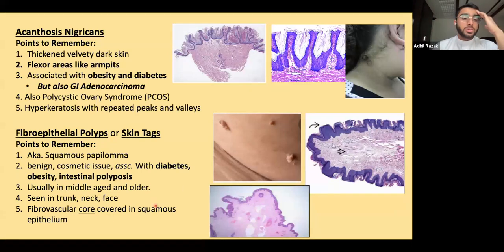Anyways, it is seen in middle-aged or older patients. You can see it on the trunk, neck, and face. It has a fibrovascular core covered in squamous epithelium, as you can see here. The pale white core is covered by squamous epithelium. It's a very characteristic, jagged appearance. I don't think you're going to be shown histology for a question like this. If you have a question on skin tags, it's going to describe the lesion and then show you an actual picture of the skin tag.